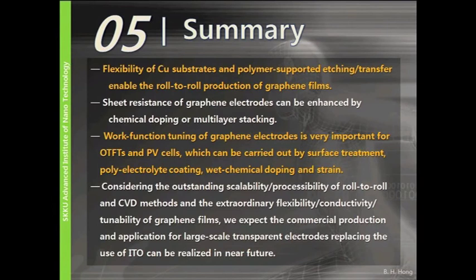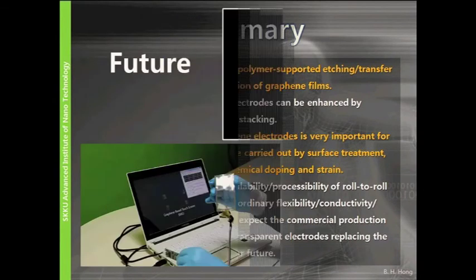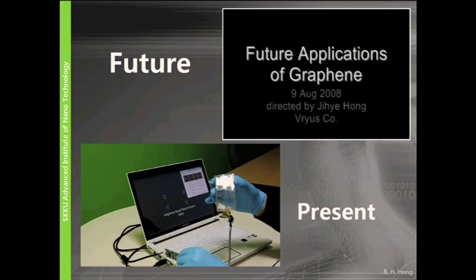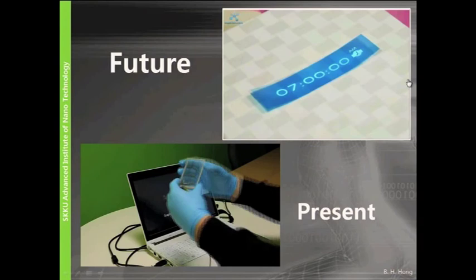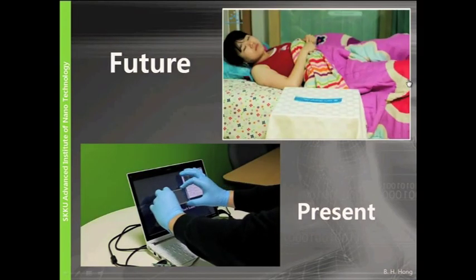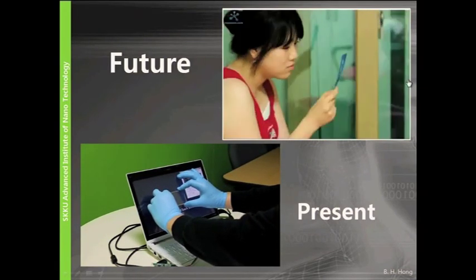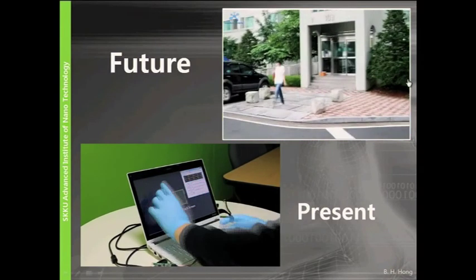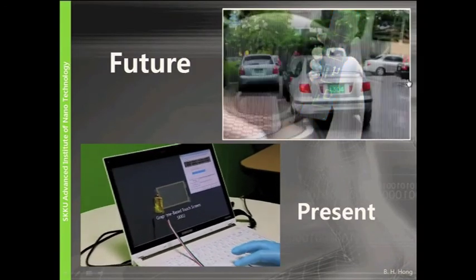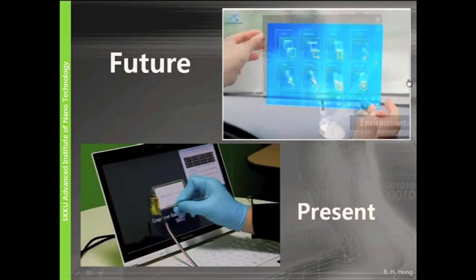Okay, this is the summary of my presentation, and I expect large-scale production and real commercialization can be realized in the near future. But as you see in this movie, the future of graphene is very bright, but the current status is like this. We just realized the use of graphene for this flexible touchscreen, but there are really many things to do. For example, we don't have flexible batteries, we don't have flexible transistors.